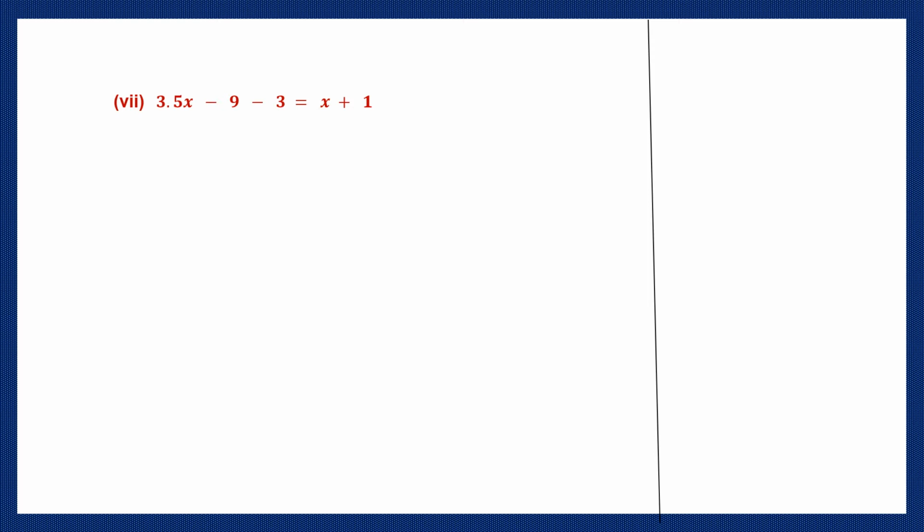Question 7. So here we have 3.5x, 3.5x, and we have minus 9 and minus 3. They are whole numbers, so we can work that out here. Signs are the same, so put the same sign and add. 9 plus 3 is 12, is equal to x plus 1.